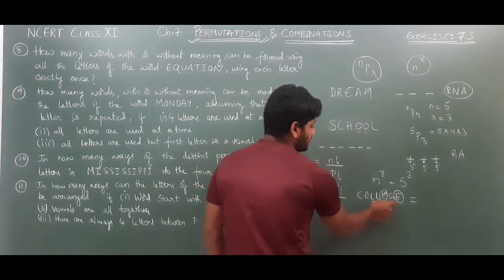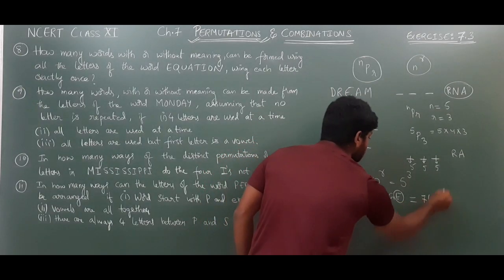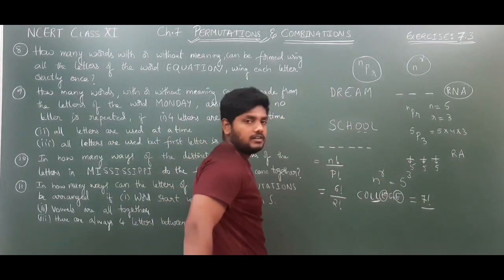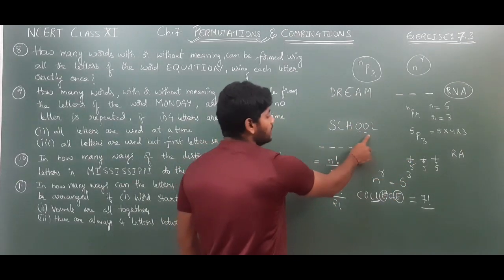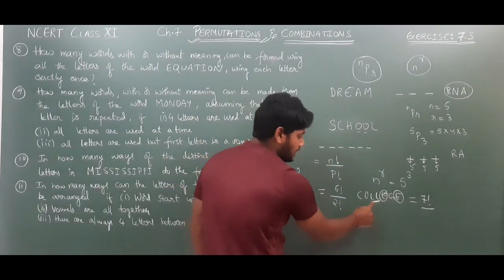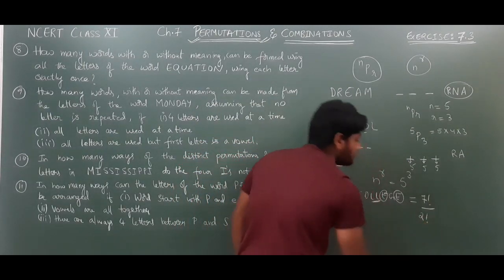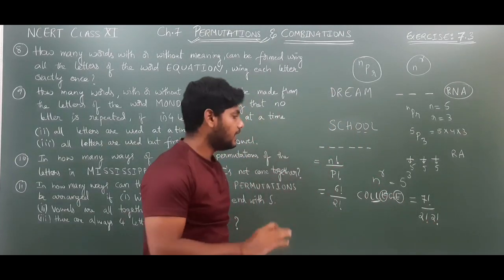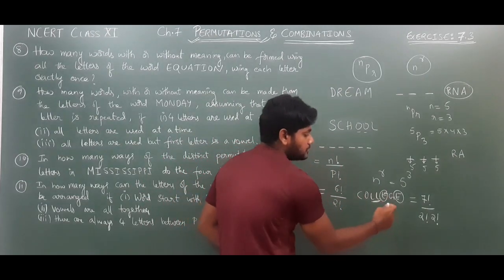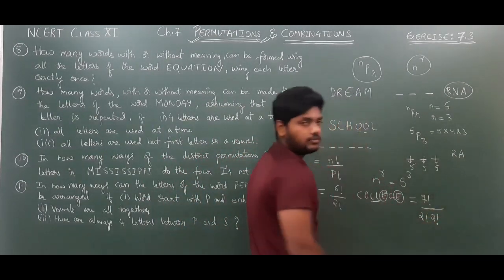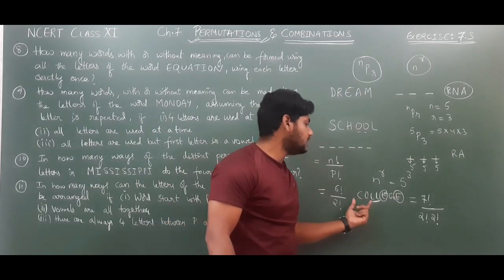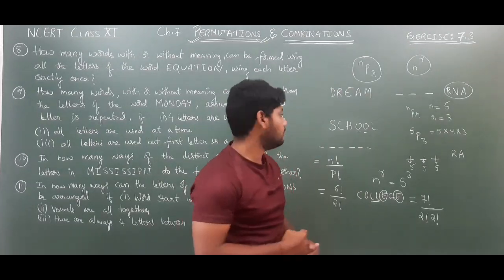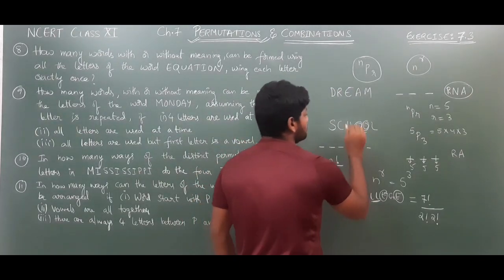1, 2, 3, 4, 5, 6, 7. So 7 factorial, as n factorial means the number of letters. Here there are 7 letters, so 7 factorial divided by 2 factorial, since O is repeated 2 times. Here L is repeated 2 times, so 2 factorial. And again E is repeated 2 times, so again into 2 factorial. If O is repeated 2 times, we write divided by 2 factorial. If C is repeated 3 times, what do we write? Into 3 factorial. Right?